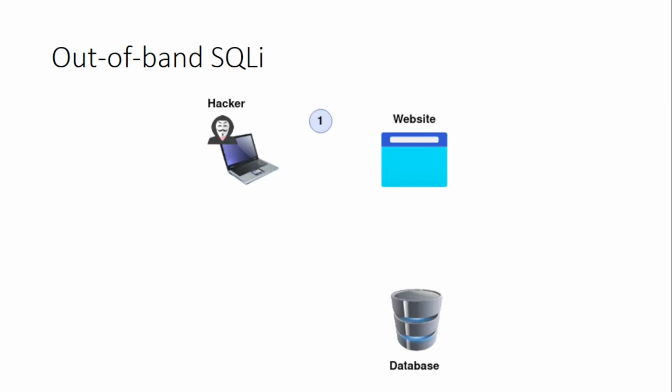So here, an attacker makes a request to a website vulnerable to SQL injection with an injection payload. The website makes an SQL query to the database, which also passes the hacker's payload. The payload contains a request which forces an HTTP request back to the hacker's machine containing the data from the database. So now let's talk about remediation, or how to remediate this type of vulnerability.